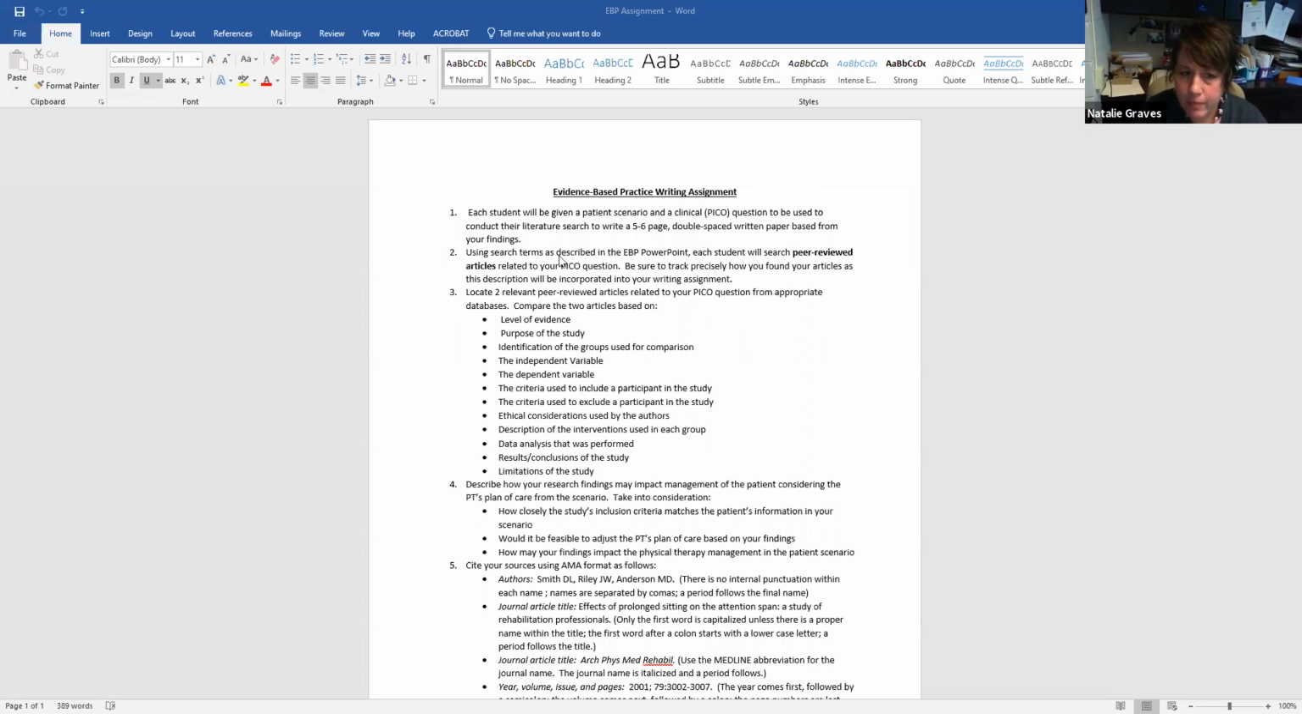So I would like you to put together your search terms as was described in the PowerPoint with the PICO question. You should be researching peer-reviewed articles, not Google. Be sure to track precisely how you found your articles, as this description will be incorporated into your writing assignment.